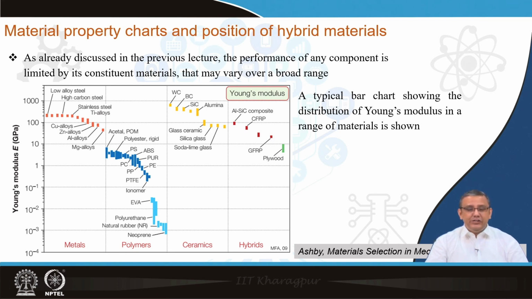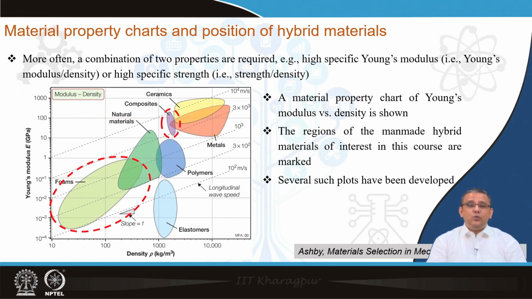As an engineer, we always have to optimize between different parameters, and more often than not, we have to combine different parameters. So, the next slide shows you one example of how to combine different material properties and how hybrid materials broaden the horizon of our bulk materials.